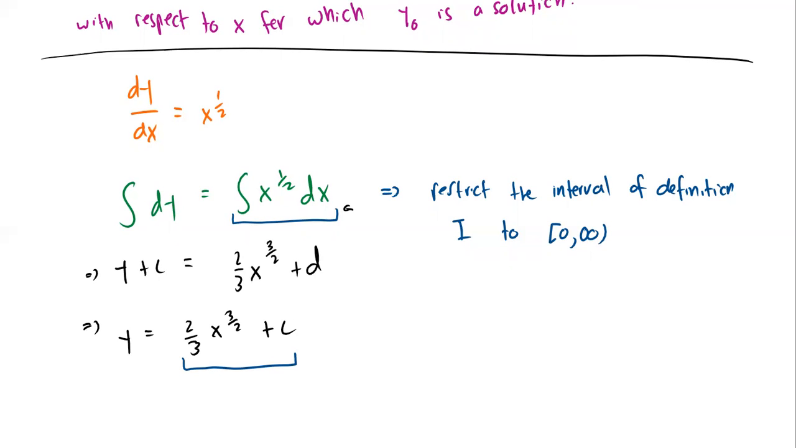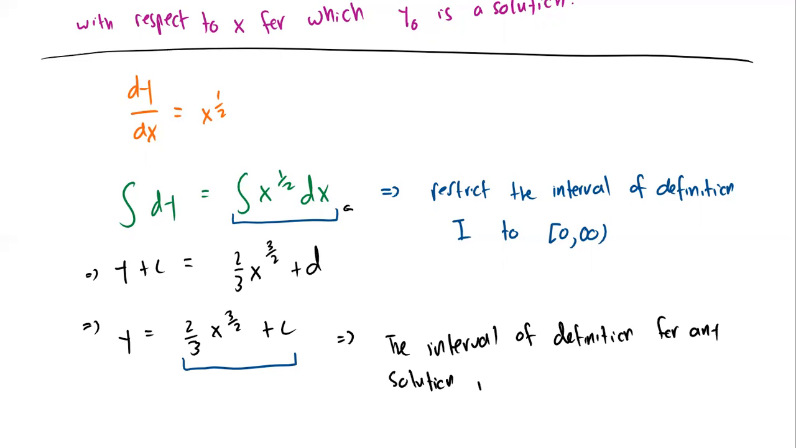When you look at this function, what's the domain of this function? Well, it's all numbers greater than or equal to 0. Okay? So there's no new restriction there. So the interval of definition for any function that looks like this, so for any solution where you replace c by any constant, is 0 to infinity. And again, in the book, they include the endpoint.